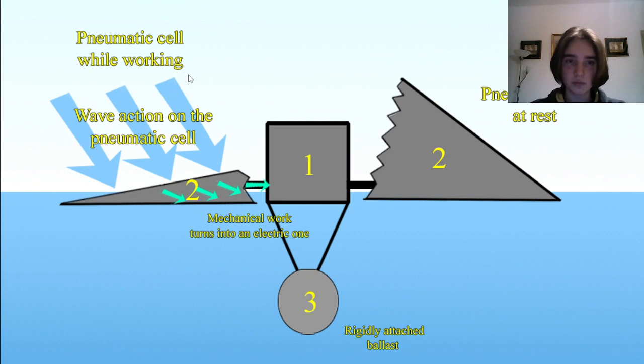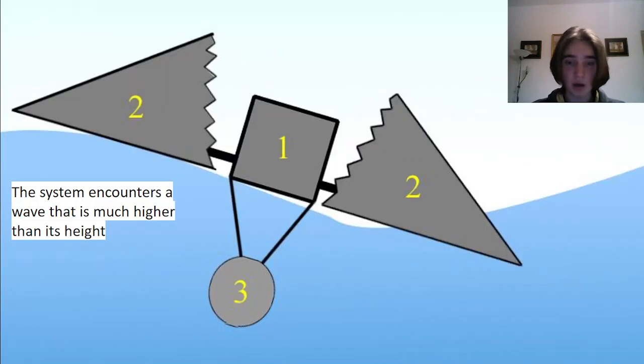So, how does this work? We see the pneumatic cells. The wave acts on a section of the pneumatic cells. It is compressed. As the air within it is compressed also, it goes to our double-action generator, and mechanical work turns into electric work. Really simple.